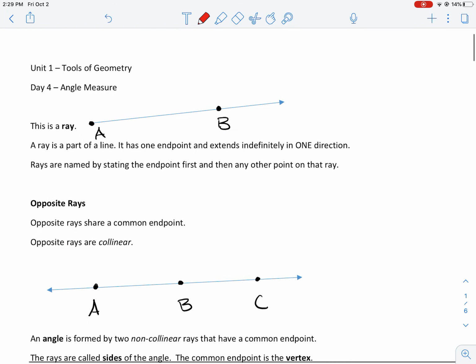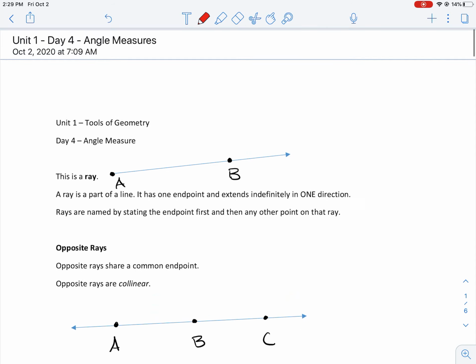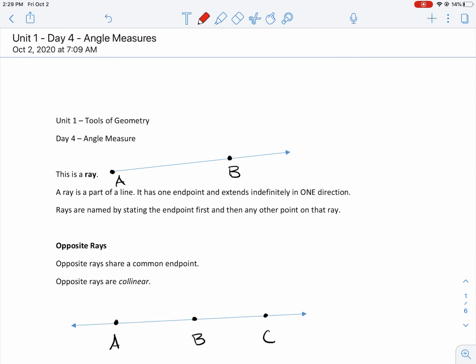Hello everyone, this is Unit 1, Day 4, Angle Measures. Okay, so we're going to be talking about the next few units, or next few sections. We're going to be introducing you guys to some new terms and definitions, so that when you encounter these terms later in the year, you'll know what the heck we're talking about, okay?